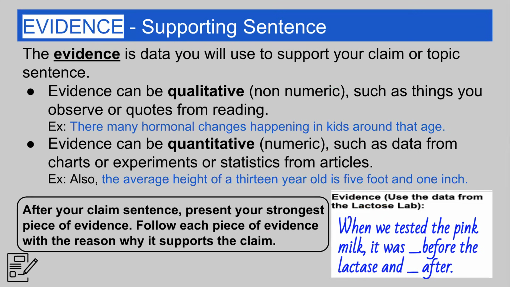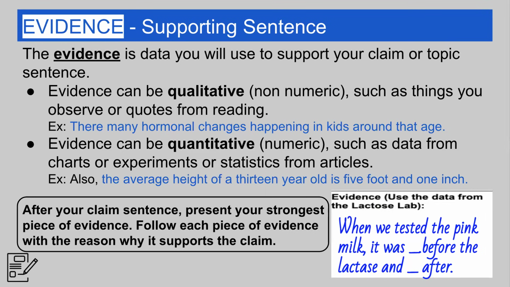The evidence, these are your supporting sentences, your data you are using. The evidence is the data you will use to support your claim or topic sentence. Evidence can be qualitative, non-numeric, such as things you observe or quotes from the reading. Example, there are many hormonal changes happening in kids around that age. Or evidence can be quantitative or numeric, such as data from charts, experiments, statistics from articles. Example, also, the average height of a 13-year-old is 5'1".